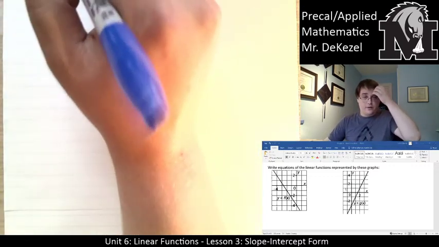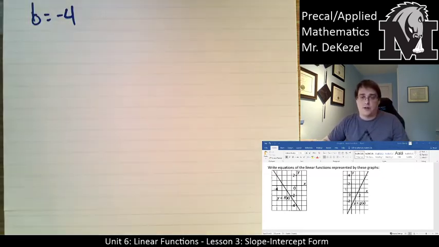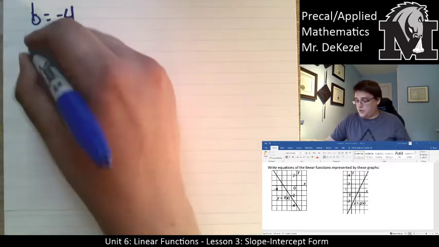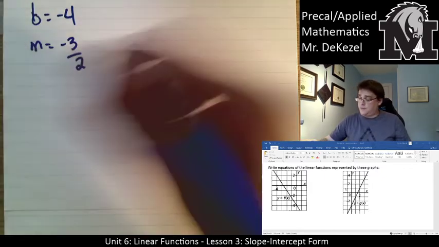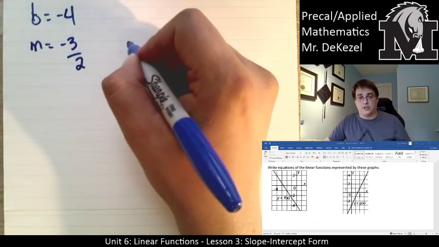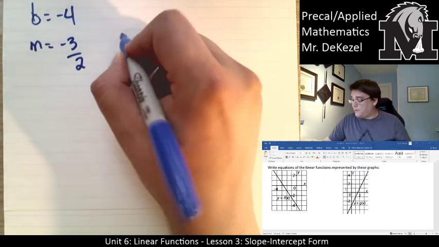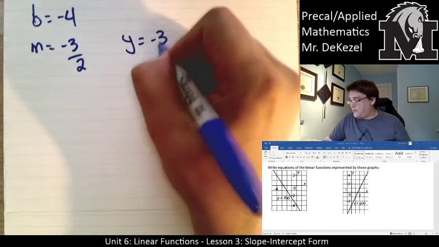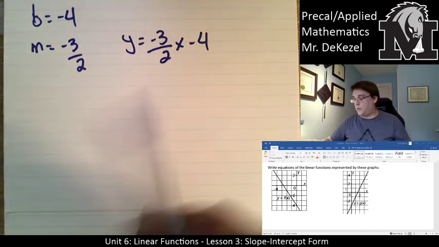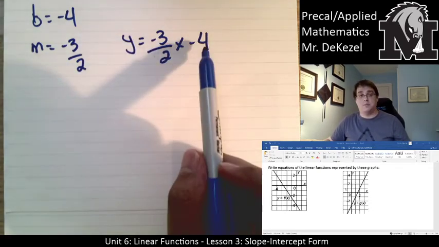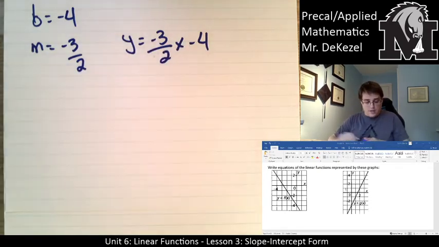And then if we count up and over where it crosses points, it goes up 3 and over to the left 2, so the slope is negative 3/2. So that means that our equation for the left graph is y is equal to negative 3/2 x minus 4. Okay, y equals mx plus b. All right, let's move on to the next one.